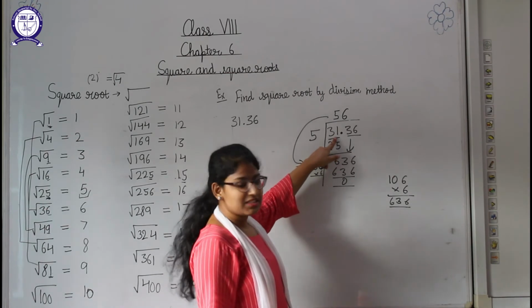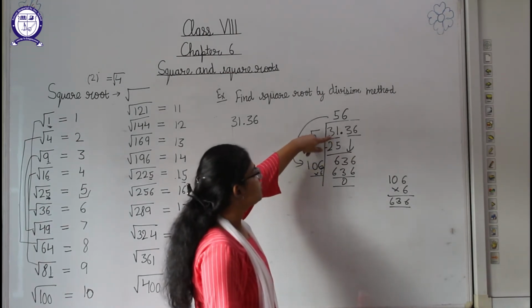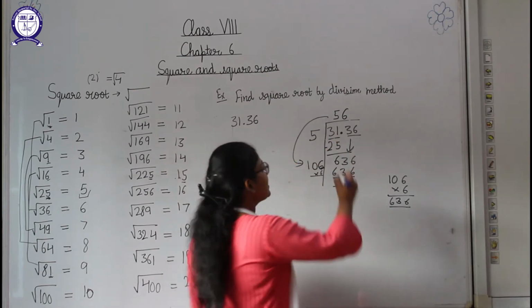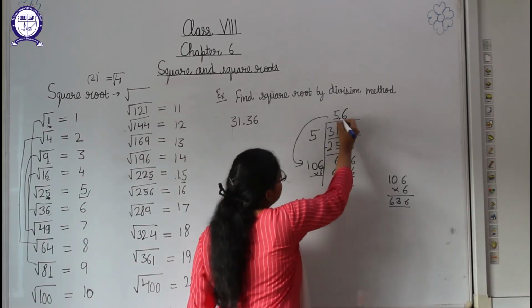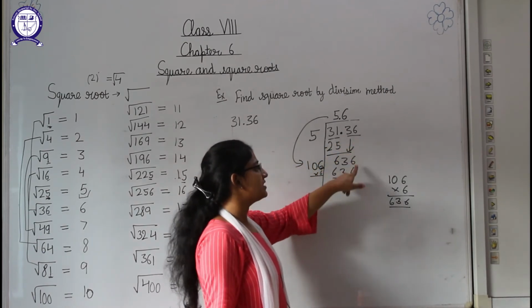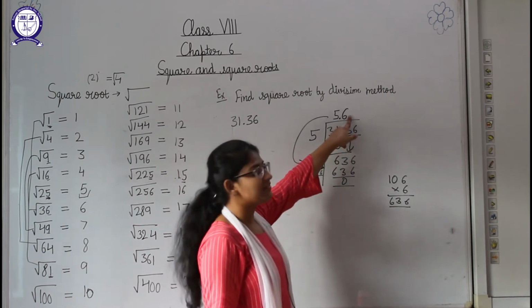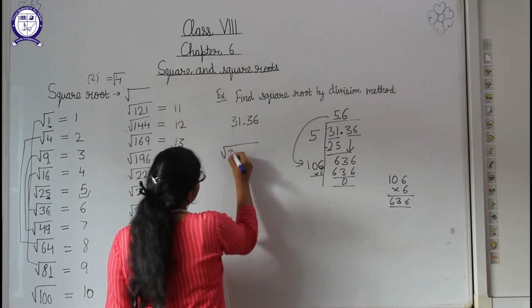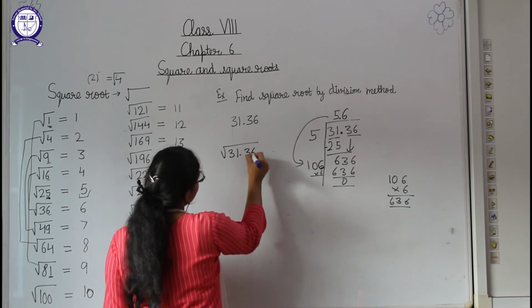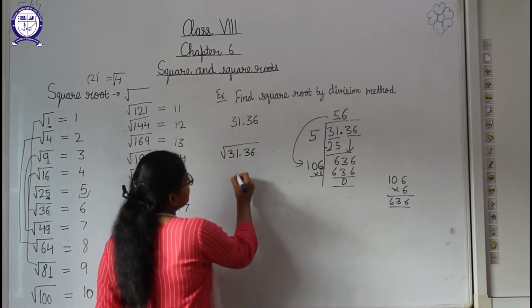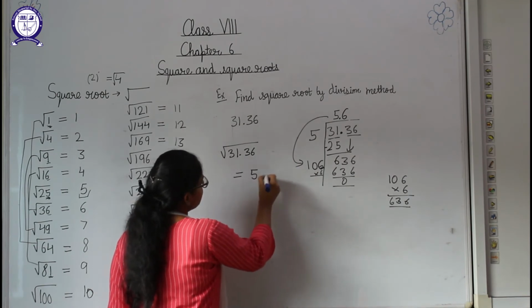And how will we put the decimal? When we solved 31, we were getting 5. Then we will put the decimal here. Then we are solving the part after the decimal, that is 36 here. So 6 is after the decimal here. So what is our answer, students? 31.36 is given to us, and we have to find the square root of 31.36, and its answer is 5.6.